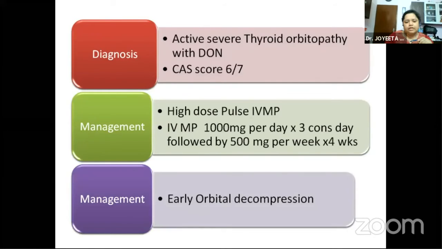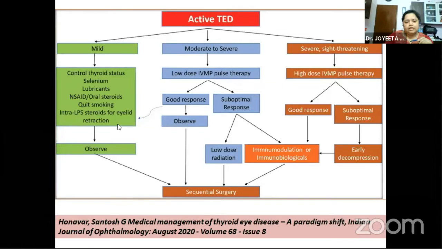This is a nice treatment algorithm. This chart says that if the case presents with mild activity, then we can treat conservatively. If the patient is moderate to severe, then low dose pulse IVMP therapy can be given. If the patient presents with severe sight-threatening orbitopathy, like my case, then high dose IVMP is given first, and if there is good response, we can continue with immunomodulation. But if the response is suboptimal, like this patient, then early decompression is the rule.